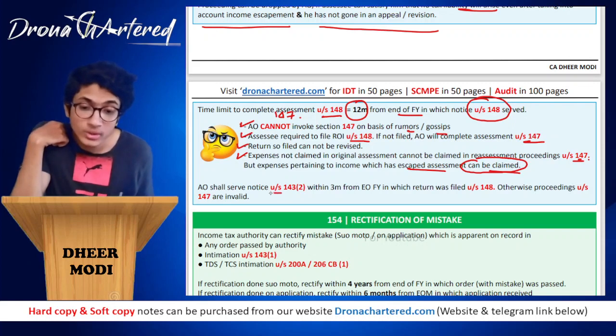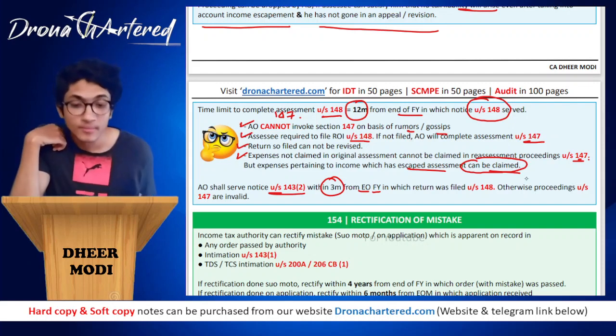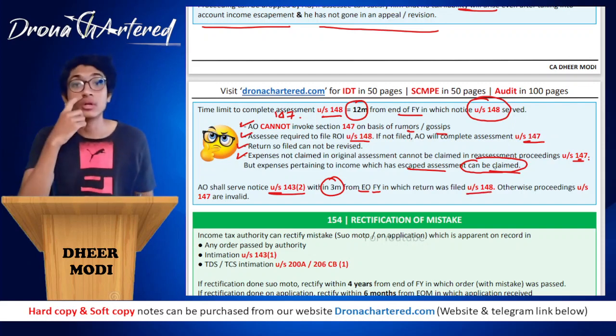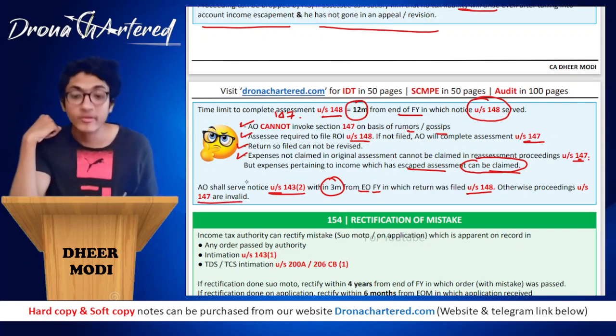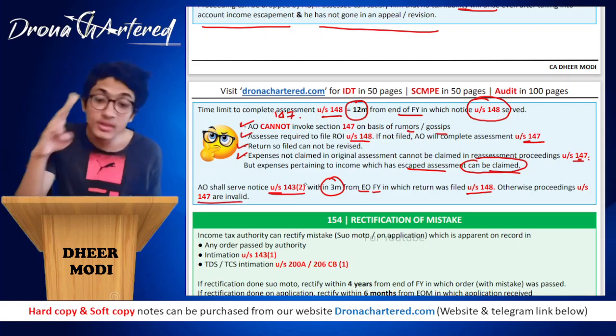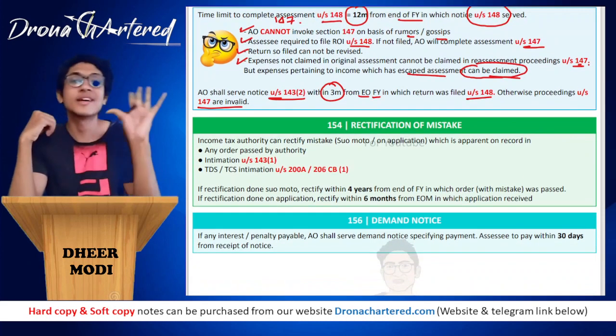AO shall serve notice under section 143(2) within 3 months from the end of the financial year in which the return was filed under section 148. Otherwise, proceedings under section 147 are valid. So this has to be done within 3 months. Okay, now we have completed our chapter. This is our last part.